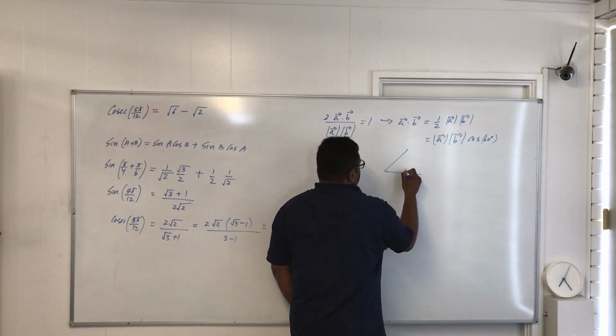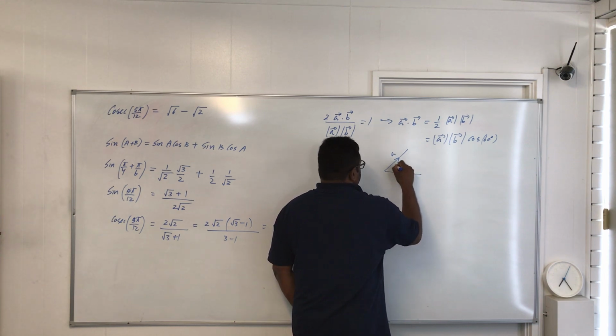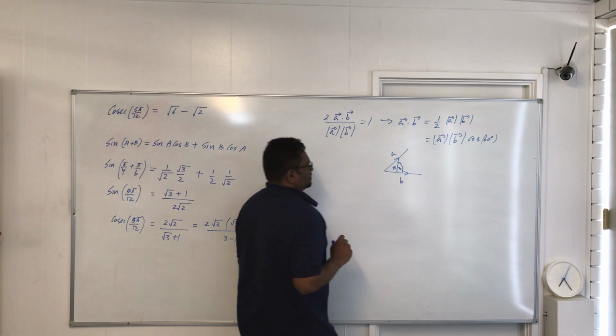That's why it makes sense. The angle between A and B will be 60, and then it's equal. That will tell you that.